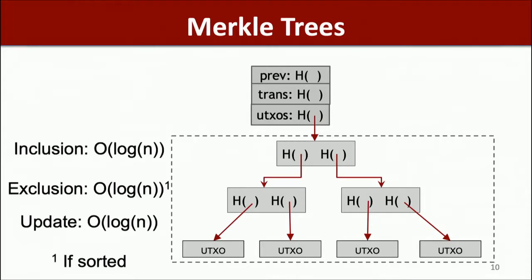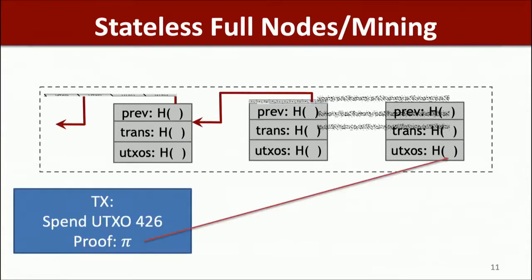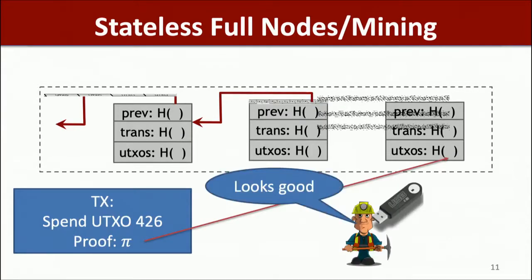Well, Merkle trees have very nice properties. The Merkle tree root would be stored in the block. It's constant size, the inclusion proofs are logarithmic in size, and you can even do exclusion proofs if you sort the tree. So the transaction would then contain the proof, and the miner can verify.